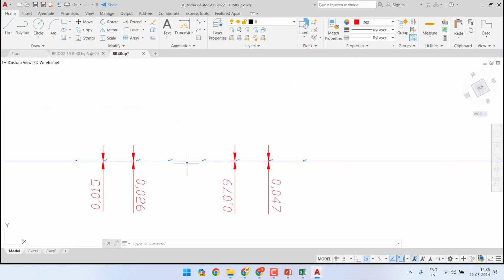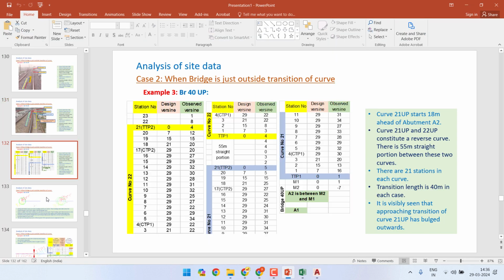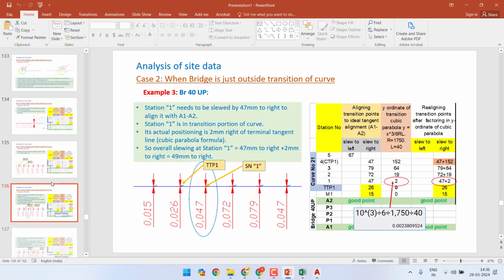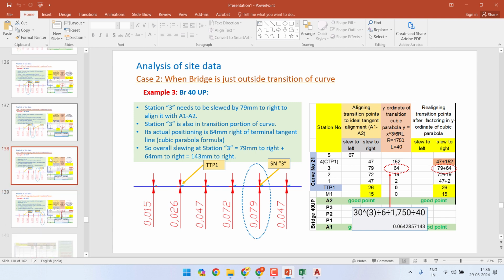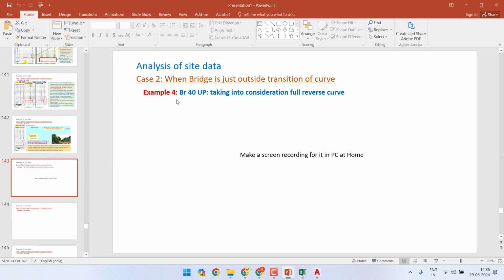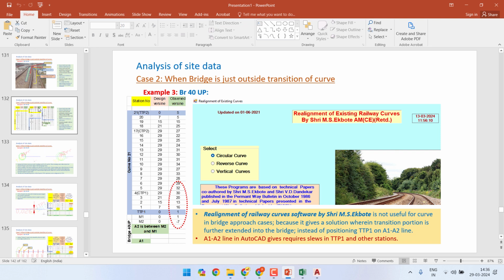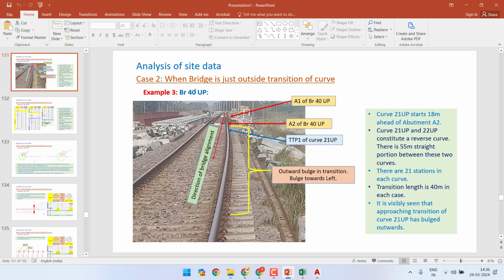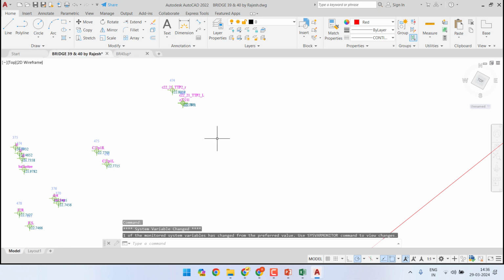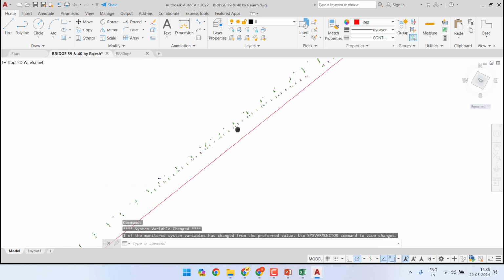That is what we had shown. We have already shown the calculations and fundamentals here in the previous slide. Next slide that we are going to create is basically taking into consideration the full reverse curve. What we had done in the earlier example is we had only taken the transition portion of the reverse curve's end side. So what we will try to do is redesign the whole curve.